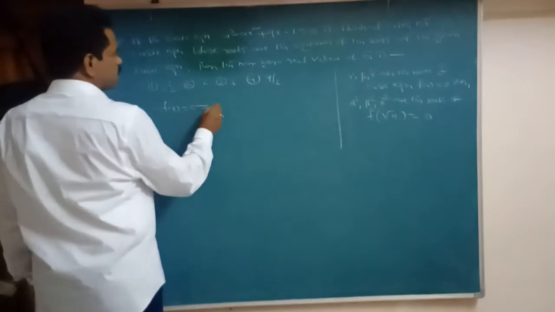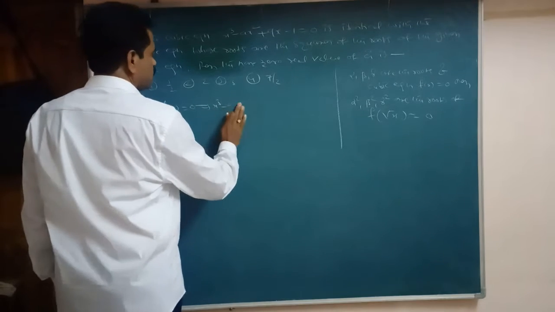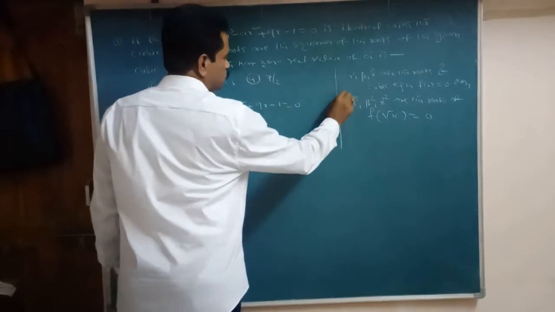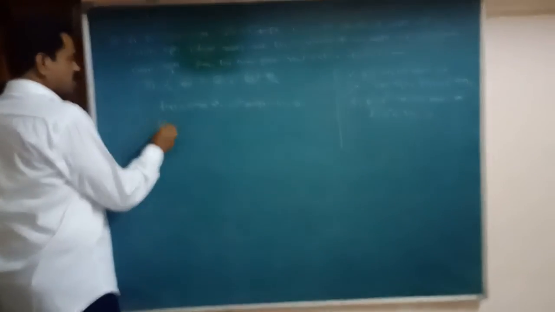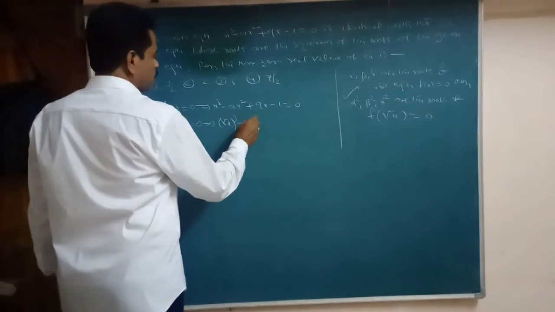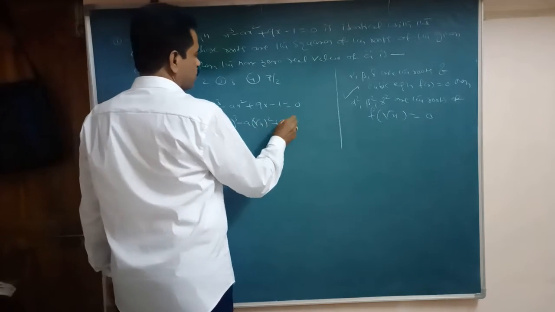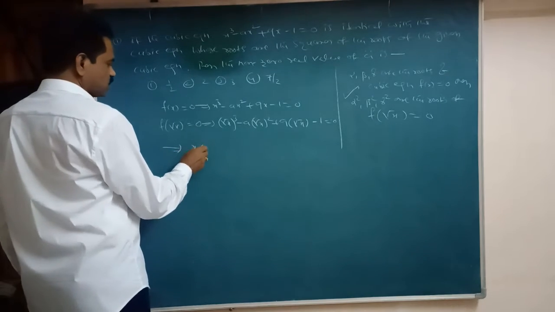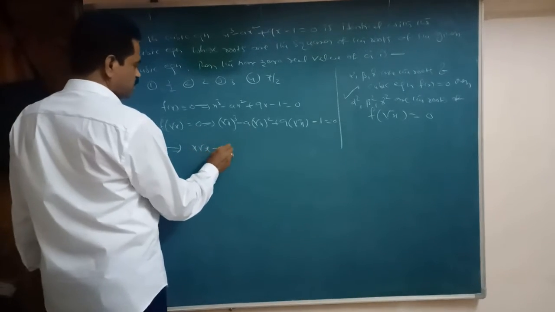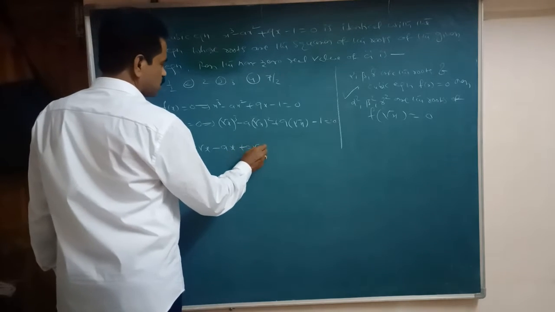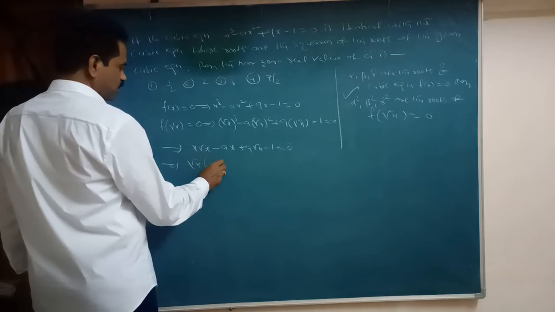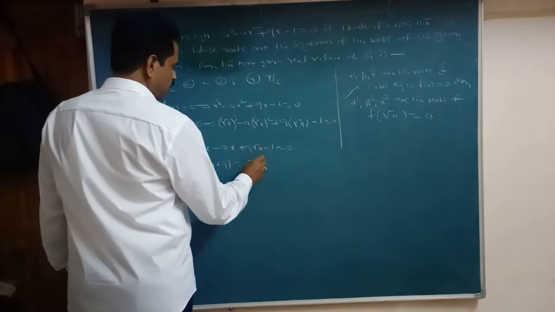f of x equal to 0 means x cube minus ax square plus 9x minus 1 equal to 0. Whose roots are squares? Then its equation is f of root x equal to 0. Substitute x equal to root x: root x whole cube minus a into root x whole square plus 9 into root x minus 1 equal to 0. Here root x cube is x root x, so x root x minus a into x plus 9 root x minus 1 equal to 0. Root x common: root x into x plus 9, remaining ax plus 1.